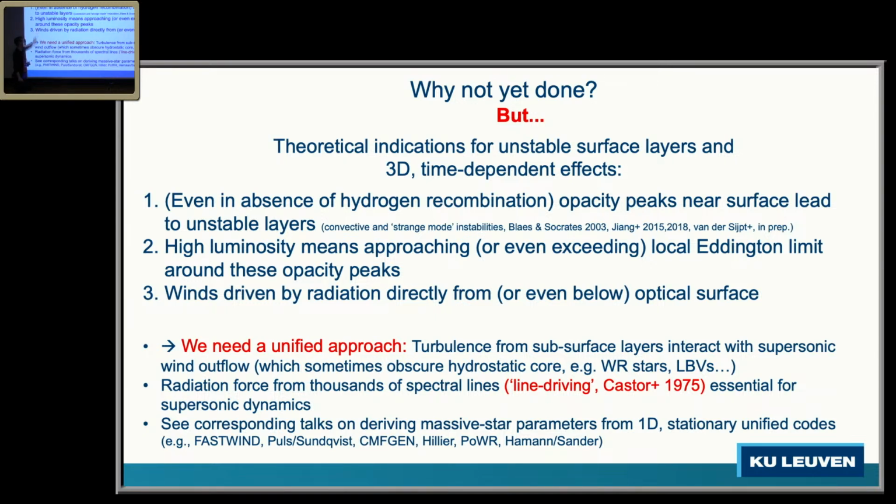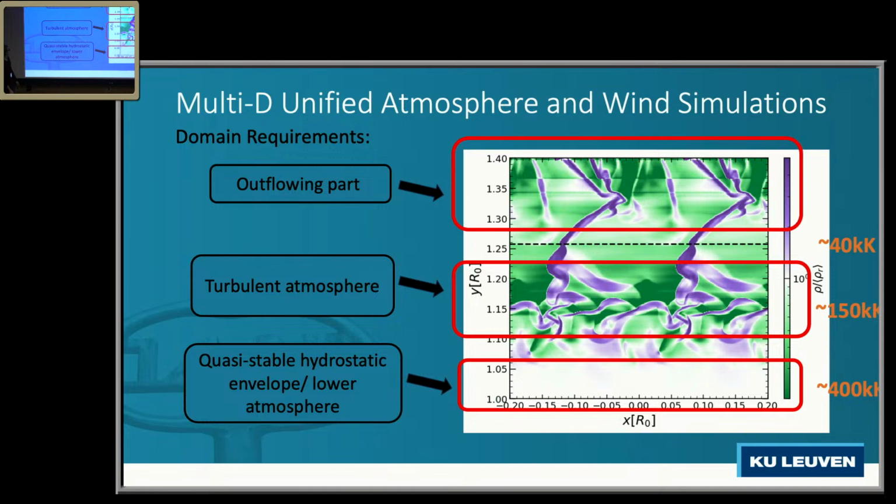lying radiation-driven winds, often also referred to as line-driven winds, because we have to deal with the spectral line transport there and the radiation force from typically thousands of lines. So that's why we need a unified approach: turbulence, subsurface layers, and then coupled with wind outflows. The way we do this in 1D codes, again, I won't talk about that today. I've seen great talks about this.